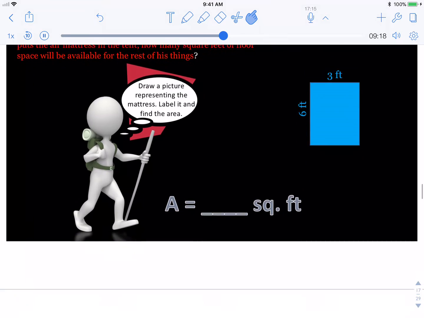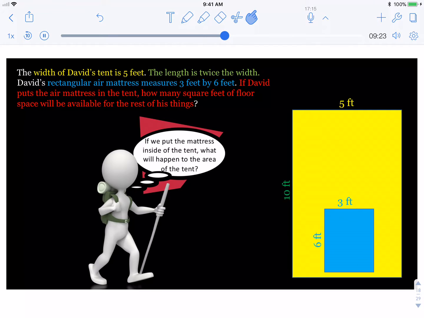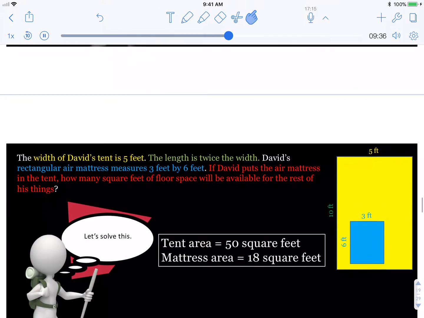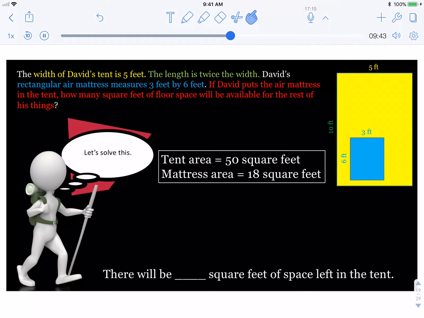If we look at this next slide, now we've put the mattress inside the tent. What will happen to the area of the tent? Will it get bigger or smaller? The area is going to get smaller because we've taken up space within. When you fill in something, it's like you have a box and you put something in the bottom, now you only have room for a few more things versus a whole bunch of room for a bunch of things.